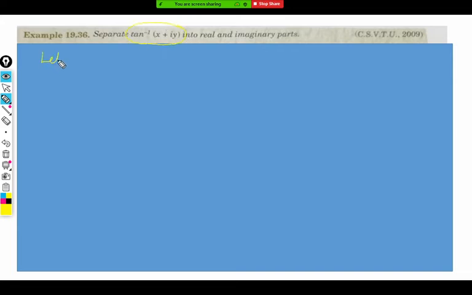So let me say alpha plus i beta is tan inverse of x plus iy. That means we are assuming that alpha is the real part of tan inverse of x plus iy and beta is the imaginary part of tan inverse of x plus iy. So indirectly the question is reduced to finding the values of alpha and beta. Our aim is to get alpha and beta.